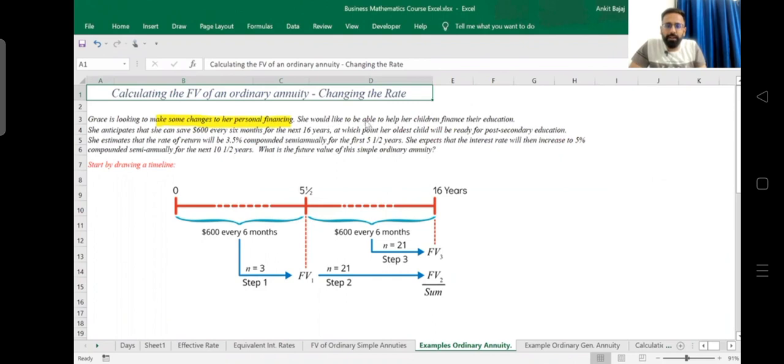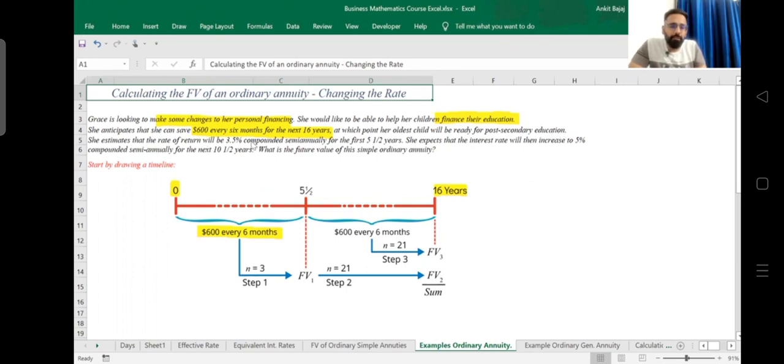She would like to be able to help finance her children's education. So Grace wants to make some investment. She anticipates that she can save $600 every 6 months for the next 16 years. So in the coming 16 years, she will be able to save $600 every 6 months, at which point her oldest child will be ready for post-secondary education.